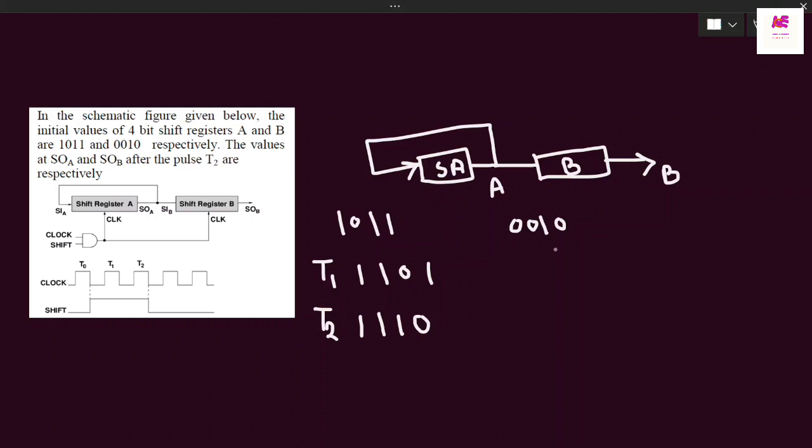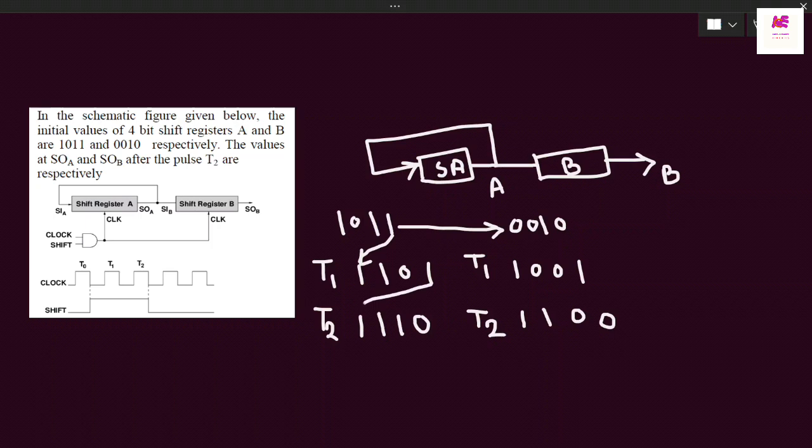So what happened at shift register B? This is the initial sequence, 0, 0, 1, 0. For T1, the last bit of shift register A will be coming as an input towards shift register B, and the last bit will disappear at B. So what I'm getting is 1, 0, 0, 1. And after the T2 pulse, one more bit, the last bit, again comes towards shift register B. So this will be 1, 1, 0, 0. This is the initial sequence; after the T1 pulse this one comes here, and after the T2 pulse this one comes here.